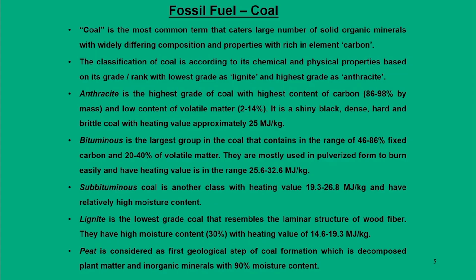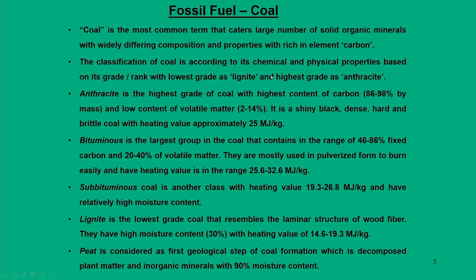So, let us discuss some history about coals and their types. Coal is the common term that is used in a large sense, and it covers solid organic materials with a wide variety of compositions and properties, and they are rich in one particular element, that is carbon. Basically, carbon is the main constituent. The classification of coal is based on physical and chemical properties, its grade or rank. The lowest one is called lignite, and the highest one is called anthracite.